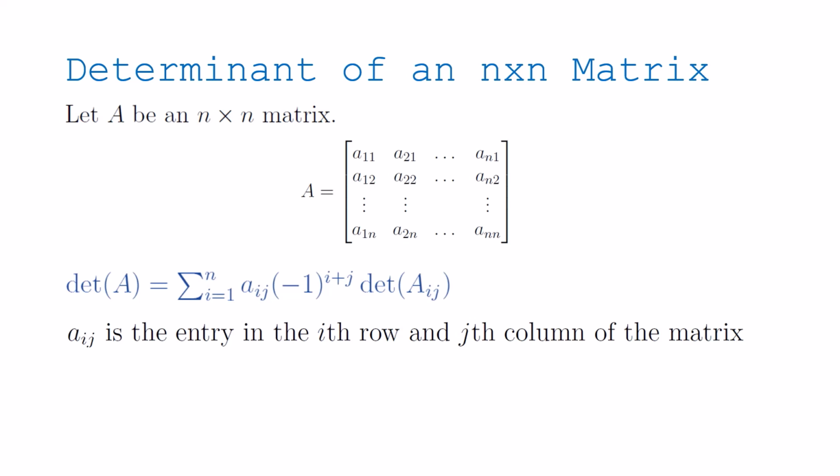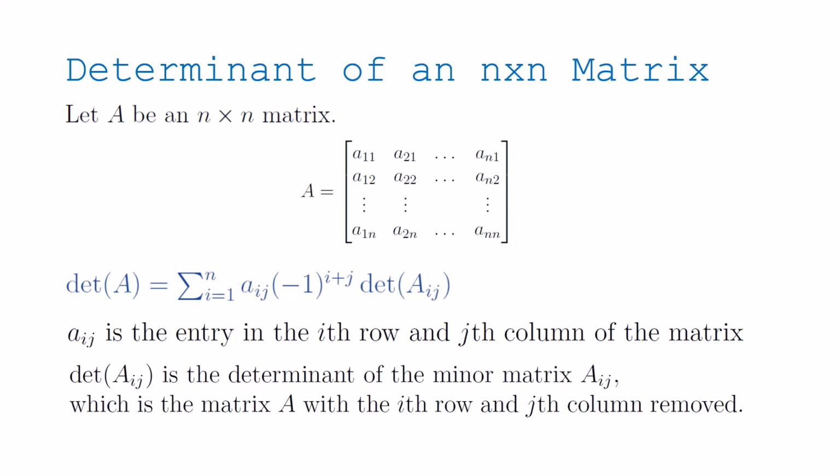Notice that in the formula you're indexing over i, but you're keeping j fixed. So really you're going through the jth column and going through each of the entries. And here Aij denotes the entry that is in the ith row and the jth column of the matrix. And the determinant of the minor matrix Aij is basically just the determinant of the matrix A with the ith row and the jth column removed.